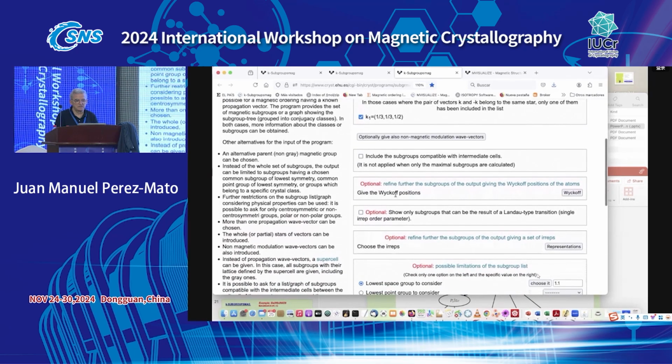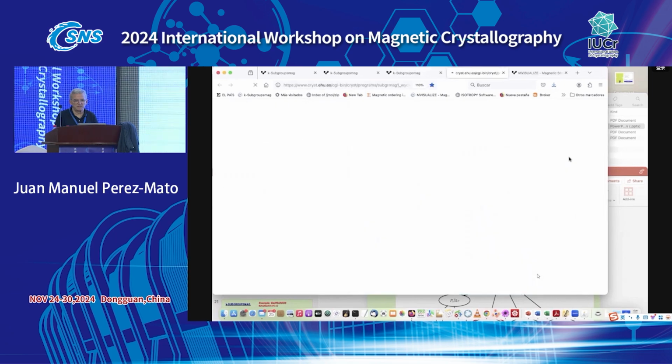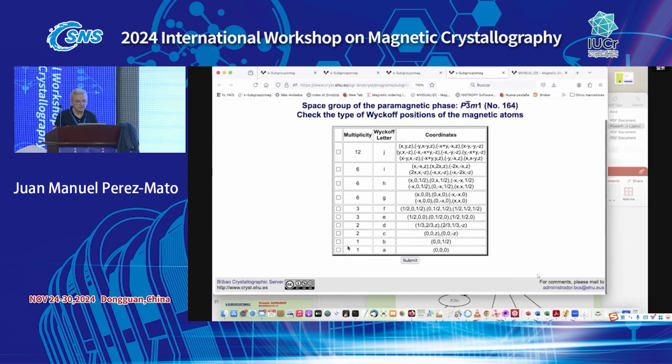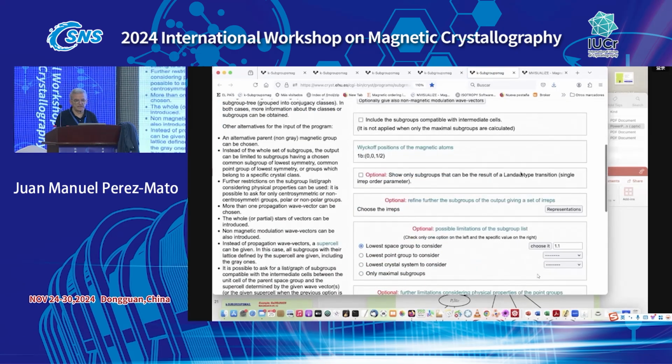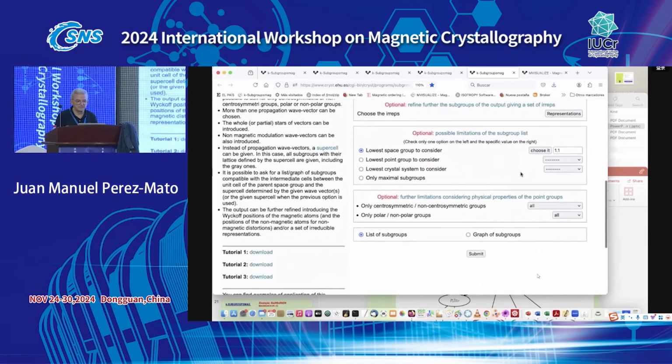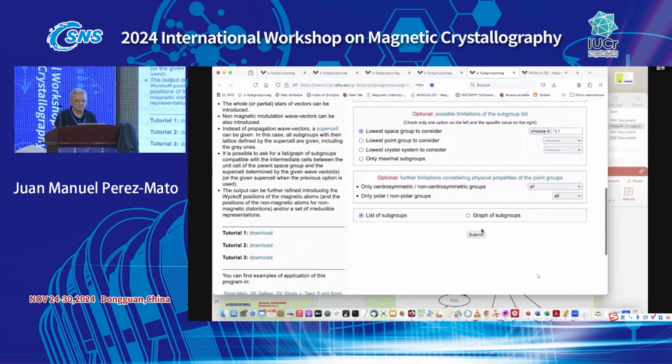I think, yes, I can put here the Wyckoff position. It was 2b, I think. No, what was it, 1b. Submit. So I've chosen the Wyckoff position of the magnetic atom to reduce the possibilities, because then all the symmetries that force zero for the moment are not listed, and then I submit.